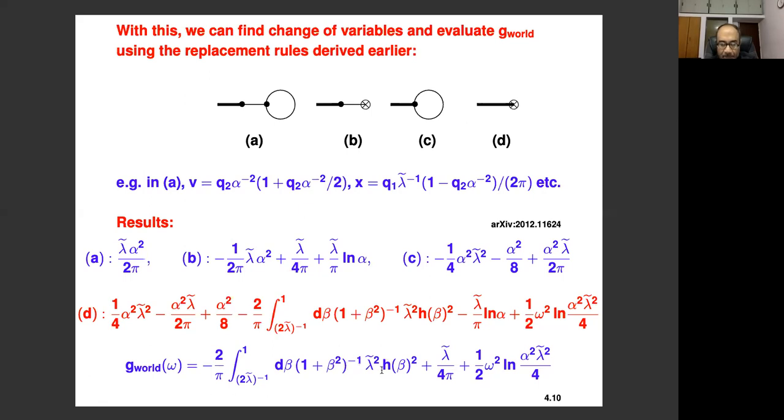And you see that this contribution, of course, depends on all these stray parameters, right? It depends on lambda tilde, it depends on alpha, it depends on the function h. All of these dependencies had better go away at the end, and we'll see that they eventually go away, but individual contributions do have those. Okay, so this finishes the calculation of the worldsheet contribution.